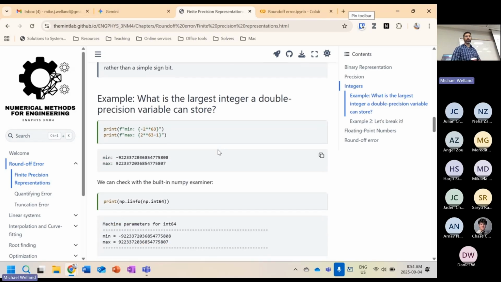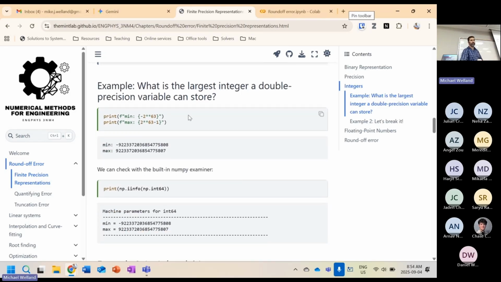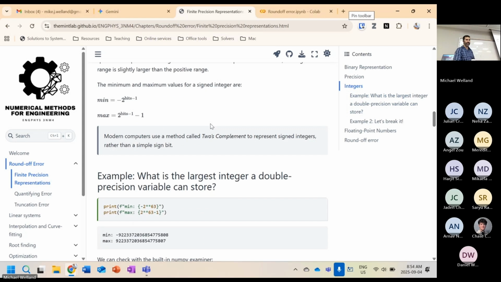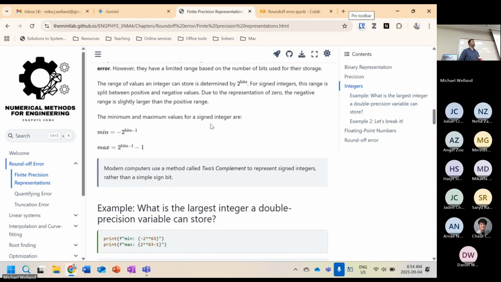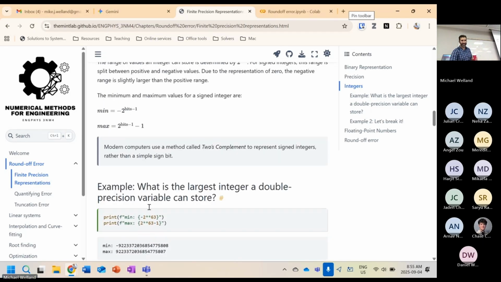Okay. What's the largest integer a double precision variable can store? How many bits in double precision? Okay. Yes. For the positives, it's 2 to the power of 64 minus 1, so 63.